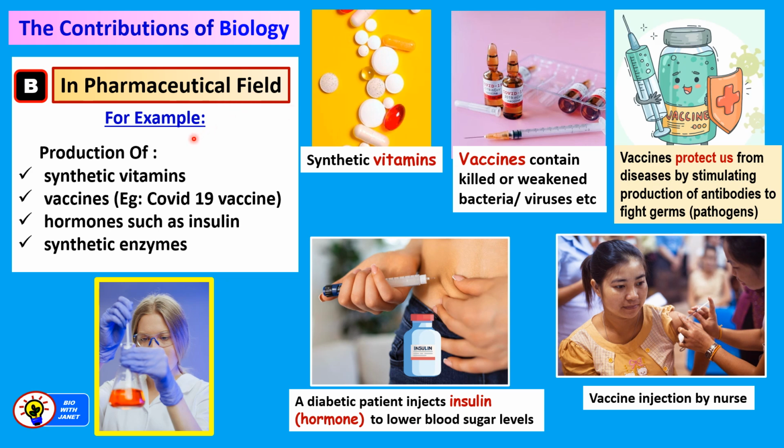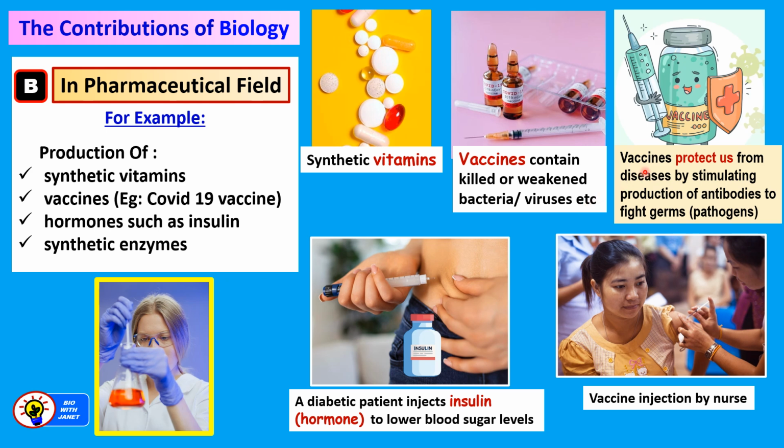Now, in the pharmaceutical field, research has led to the production of synthetic vitamins, vitamins that can be eaten, for example, vitamin C that are man-made, and then production of vaccines, as we have said before, for example, the COVID-19 vaccine. So vaccines are suspensions that contain killed or weakened bacteria or viruses.